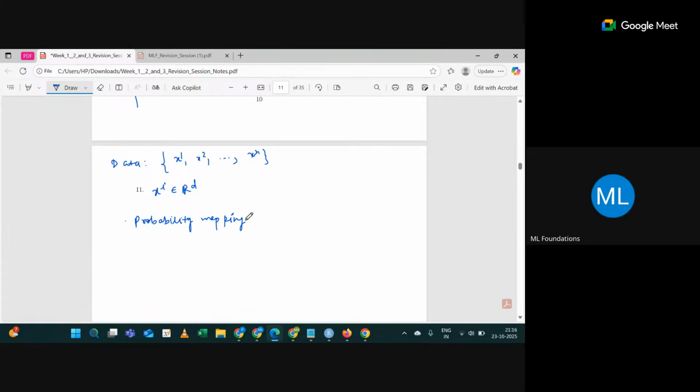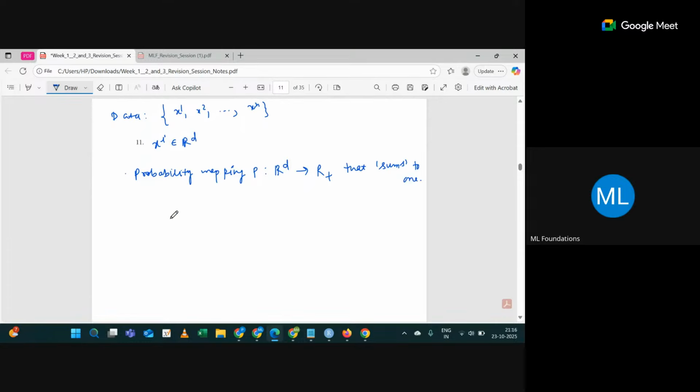Okay, so probability mapping, which is P from R^D to, let's say, R positive, right? And there is one condition, since this is probability, that it sums to 1. Very good. Okay, what is the goal? As we saw, we had some goals. This P of x will be large if x is in my data and low otherwise.